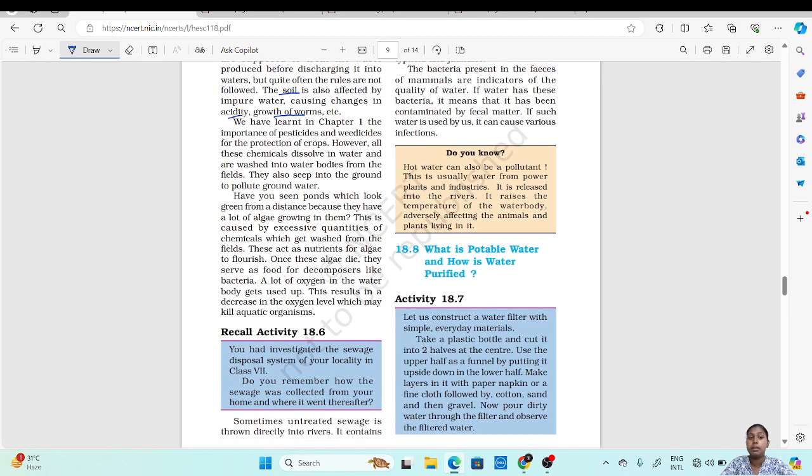We have also seen the importance of pesticides and weedicides for the protection of crops. However, all these chemicals dissolve in water and are washed into water bodies from the fields. Now we have seen how people pollute the river, and how industries pollute the river. But there is one more thing that happens. We put pesticides and weedicides for the protection of crops, right? But once there is heavy rain, or once there is a water flow, it takes all these pesticides and weedicides into the water bodies. This is also a reason why water bodies get polluted. It also seeps into the ground, so it can also pollute the groundwater.